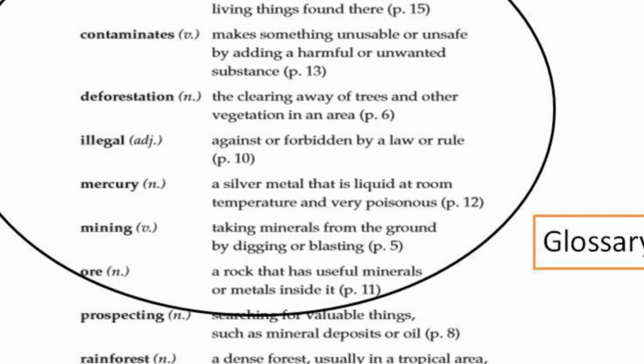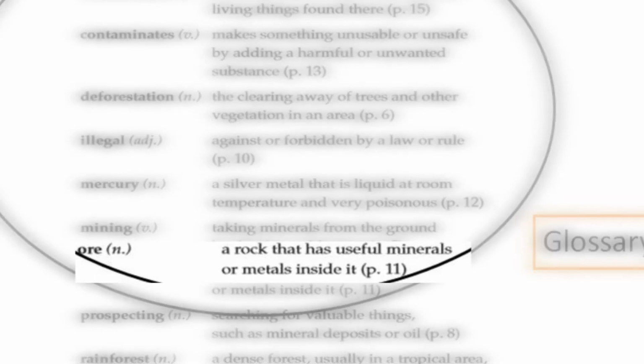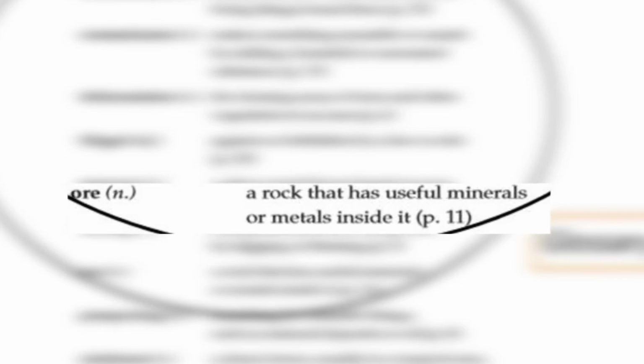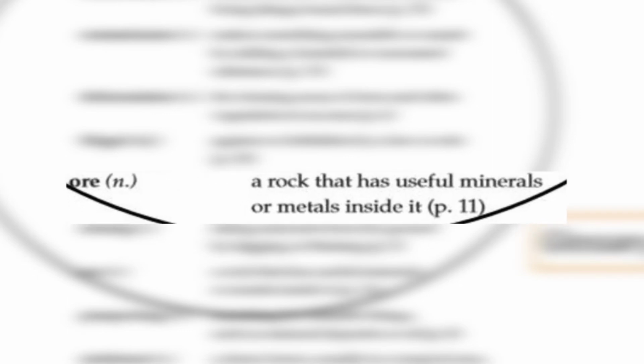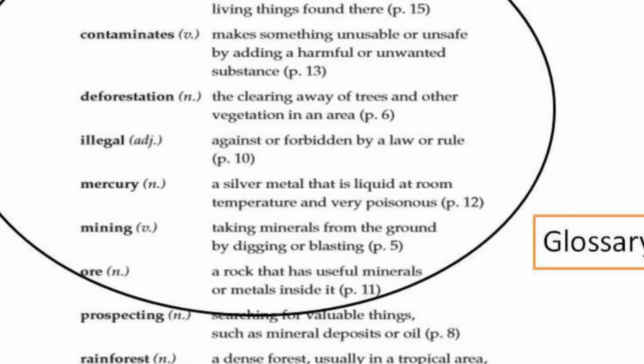But we also want to find the definition of the word ore. So let us read together. What does ore mean? An ore is a rock that has useful minerals or metals inside it. Good job, boys and girls. I could not have used my glossary page without your help.